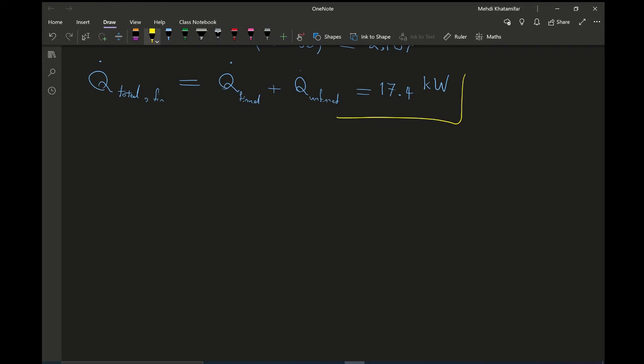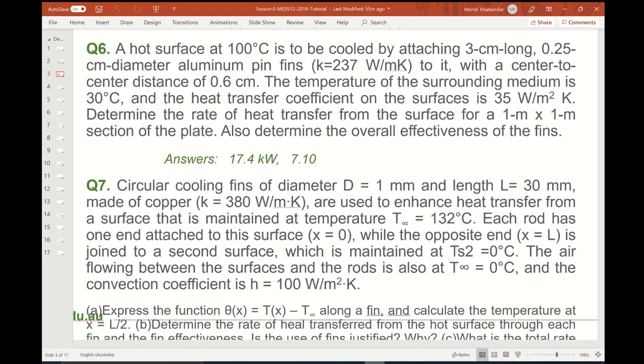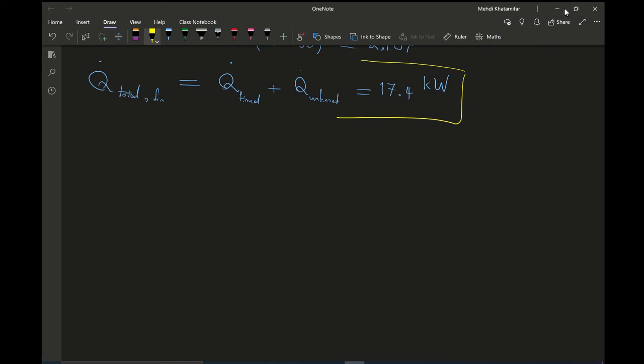Now, this is the first part. I found the heat transfer rate for this arrangement. Let me check the question. It says determine the rate of heat transfer from the surface of the 1 by 1 meter section of the plate. I found this one. Also, determine the overall effectiveness of the fin. So let's calculate the overall effectiveness. If I don't have any fin, the total area with no fin is going to be 1 by 1 meter, for the clear reason that if I don't have any fin, the total area is going to be 1 by 1.